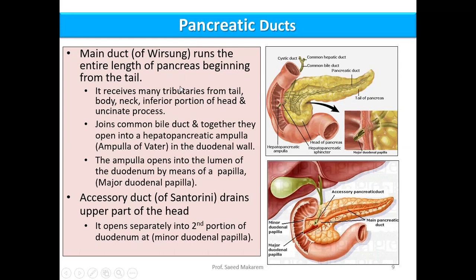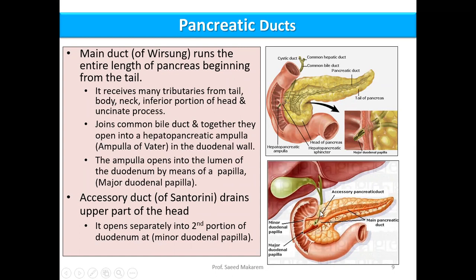It receives many tributaries from the tail, body, neck, inferior portion of the head, and uncinate process. As you can see here, there are smaller ducts, multiple ducts, all opening into it, from all the parts including the tail, body, and head. The tail has both an exocrine and endocrine part. The exocrine part will drain into this duct. It joins the common bile duct, and together they open into the hepatopancreatic ampulla of Vater in the duodenum.